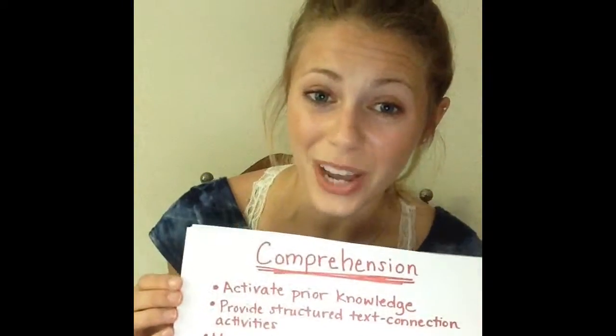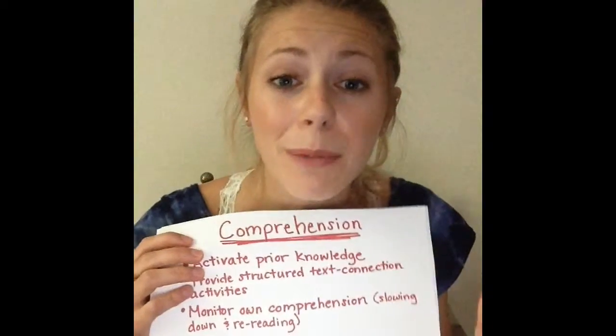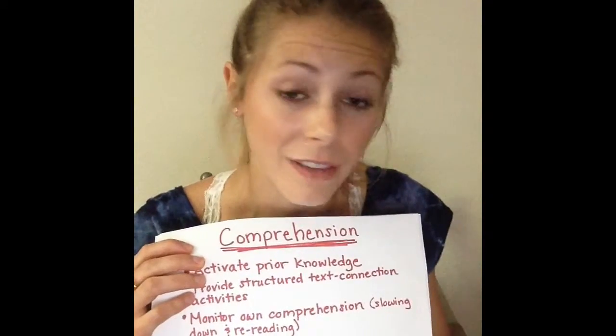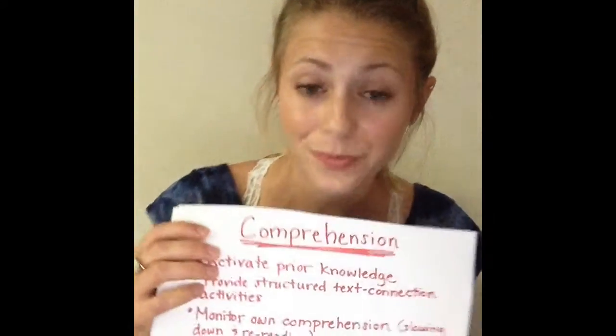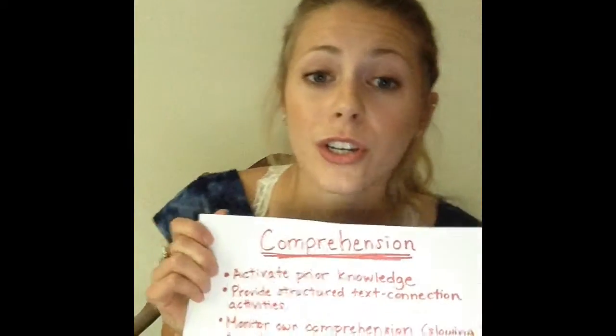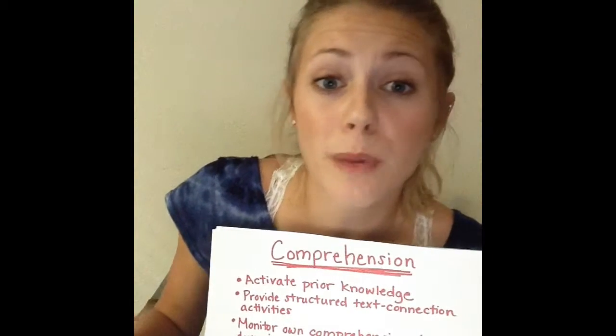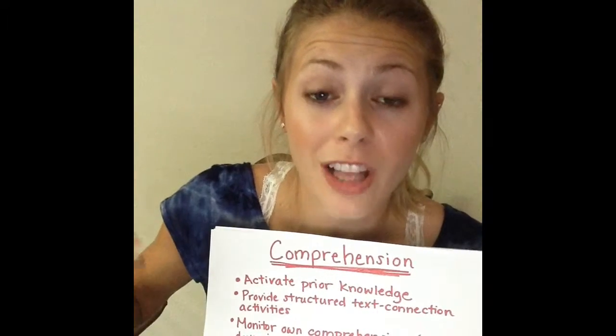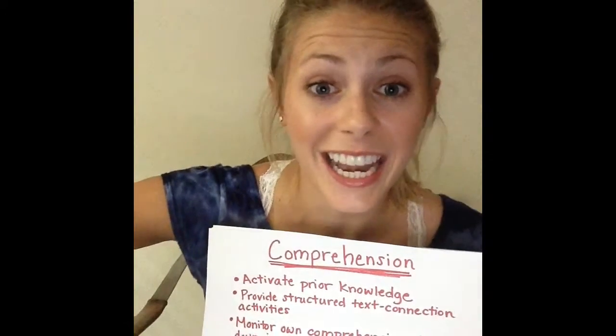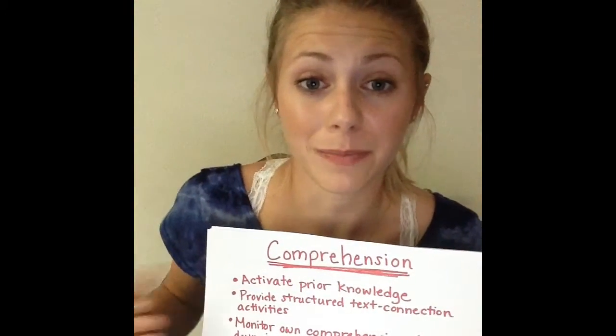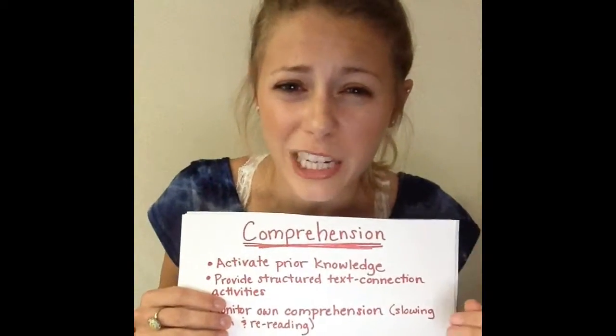Comprehension is the last one, and comprehension cannot be reached if you don't have all of these down. Comprehension involves activating prior knowledge and providing structured text connection activities. So if they're about to read a story about an amusement park, activate that background knowledge so that they can connect with the text and be more engaged when they read it, and that will help with comprehension.